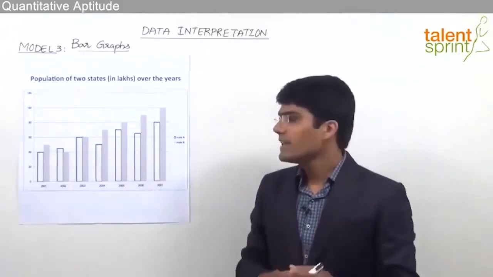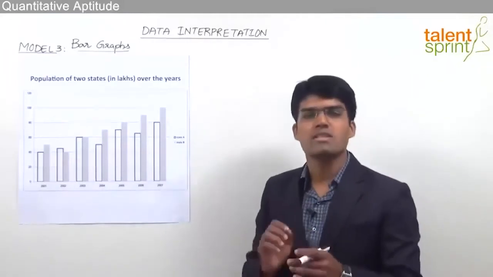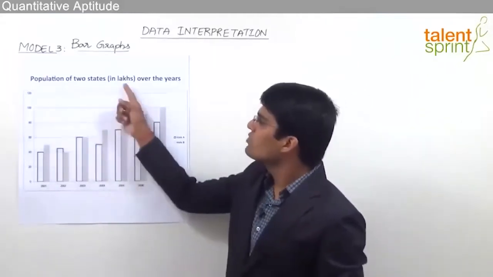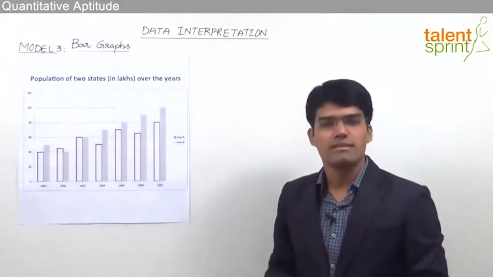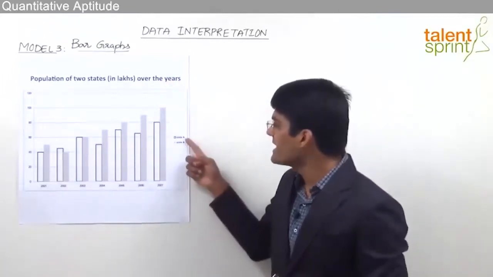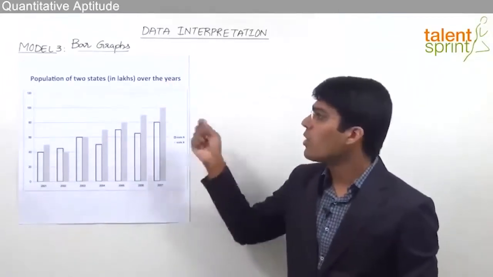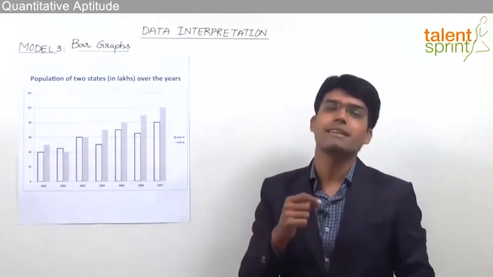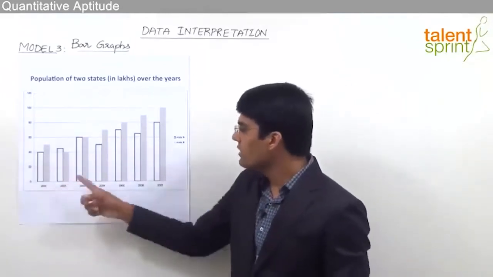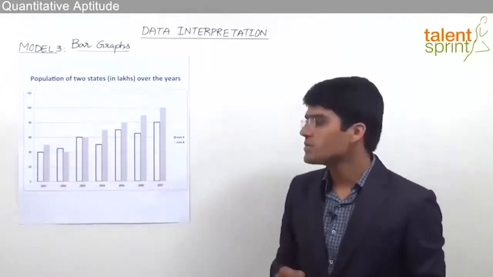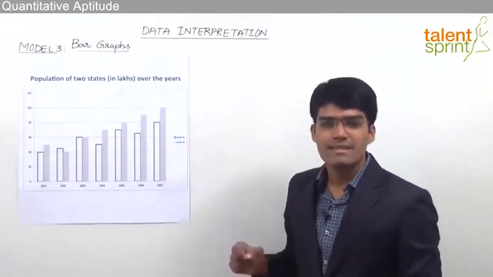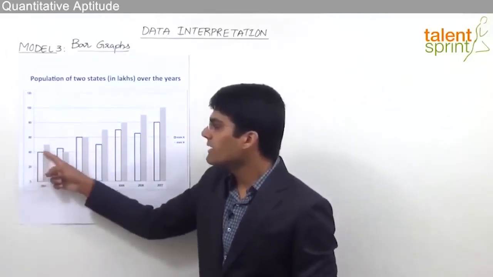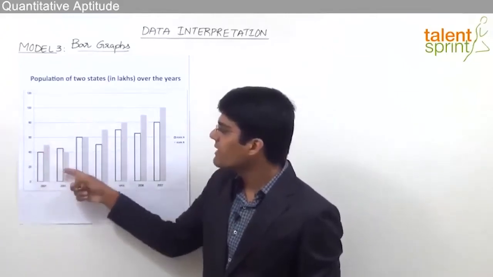So let's take an example of a bar diagram and see how to solve questions related to that. As you can see in the given diagram, we have a bar chart which shows the population of two states in lakhs over the years. So here the population of two states, state A and state B, is given over the years, and these populations are in lakhs. So from 2001 to 2007, we know the population of two different states, state A and state B. The dark outline bar here is for state A and the shaded bar is for state B.